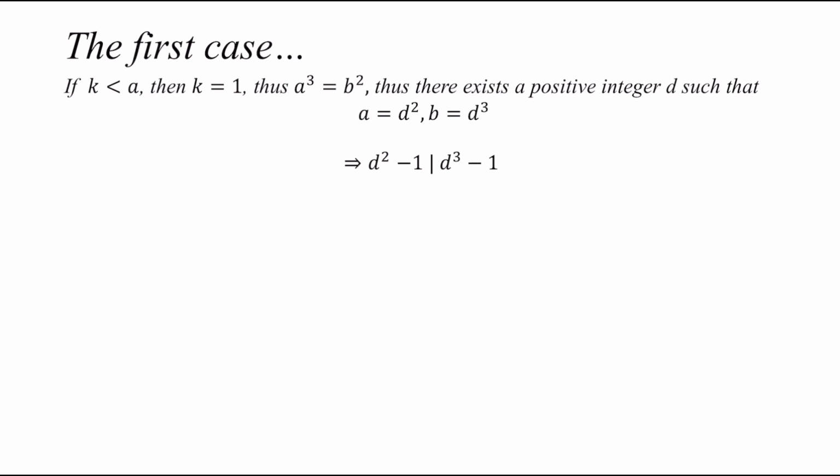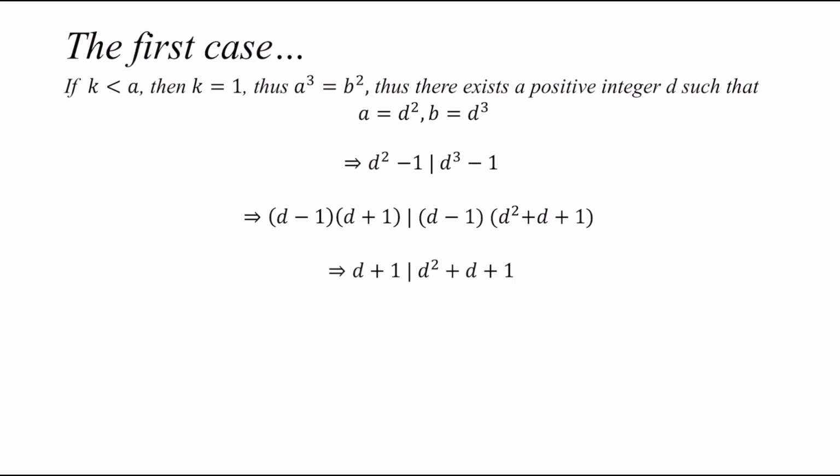This implies d squared minus 1 divides d cubed minus 1. Factorizing both sides, we would have (d minus 1)(d plus 1) divides (d minus 1)(d squared plus d plus 1). Since d is not equal to 1, we could remove the d minus 1 from both sides, and we would have d plus 1 divides d squared plus d plus 1.